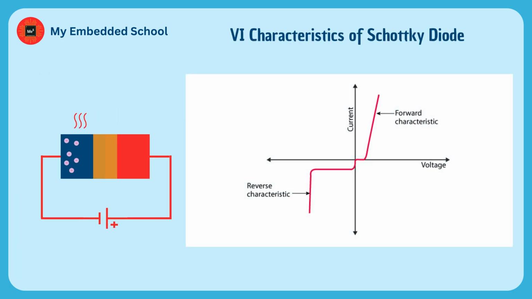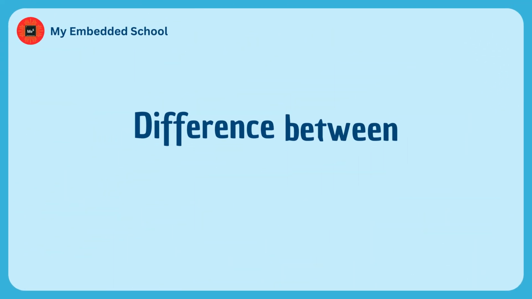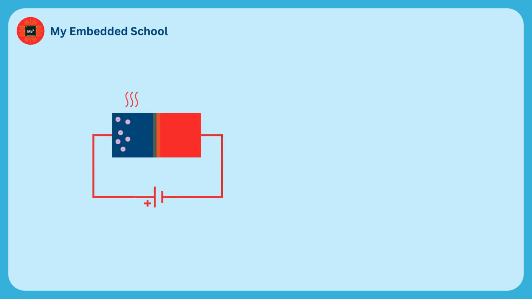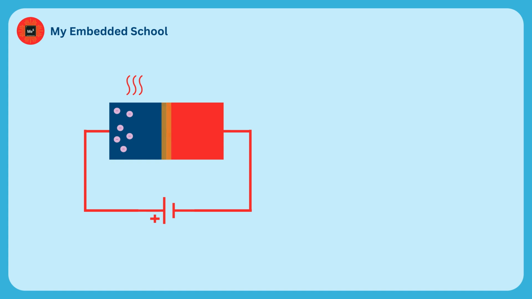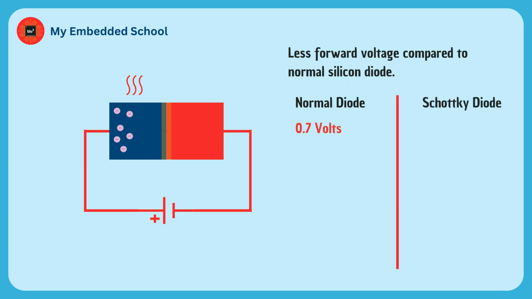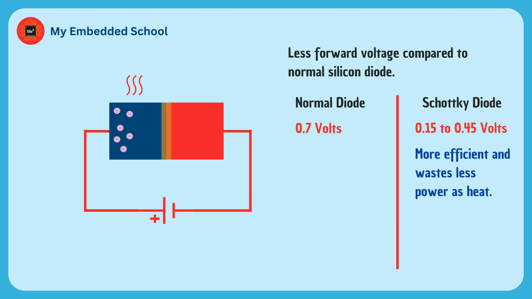The VI characteristics of Schottky diodes are similar to those of conventional diodes, except that they have a lower forward voltage drop and a higher reverse leakage current. Difference between Schottky diode and silicon diode. There are some interesting features of the Schottky barrier. Compared to a p-n junction, it has a smaller potential barrier, which implies that less voltage is needed to cause the current to flow forward. A regular diode has a forward voltage loss of approximately 0.7 volts, but a Schottky diode typically has a forward voltage drop of 0.15 to 0.45 volts. This indicates that a Schottky diode is more efficient and wastes less power as heat.